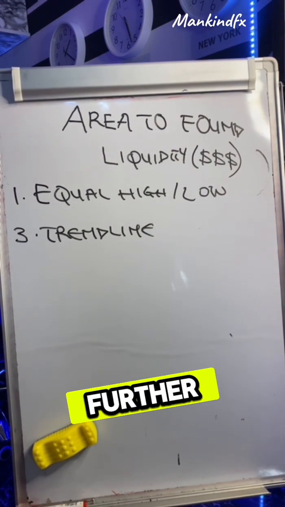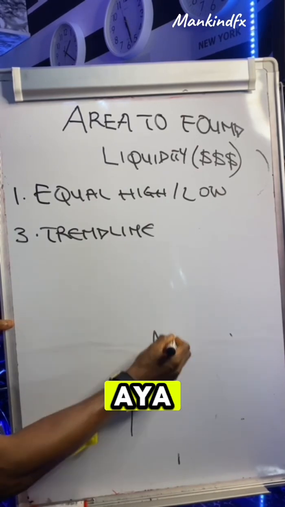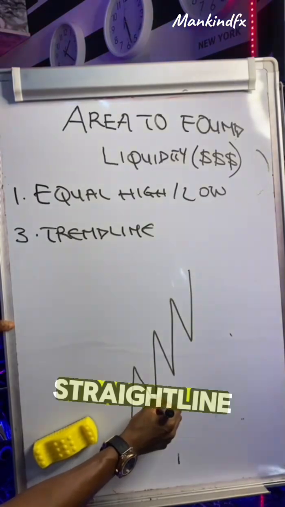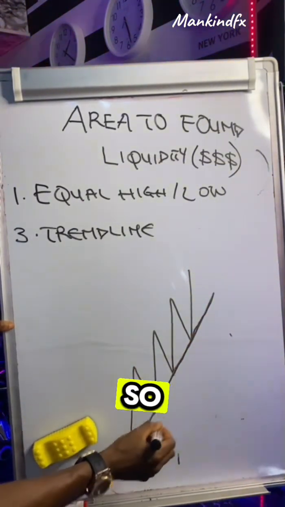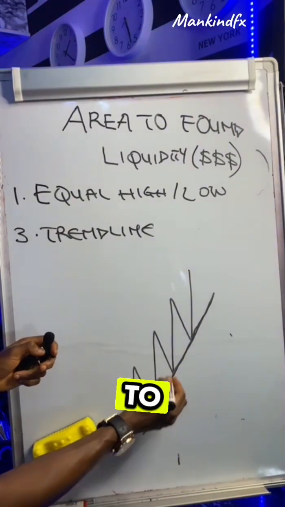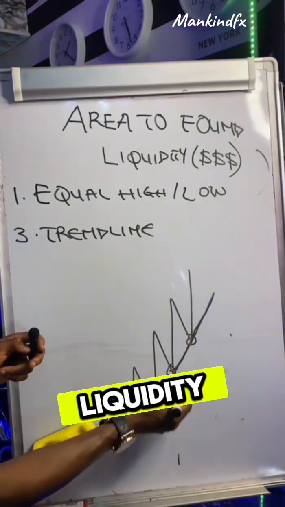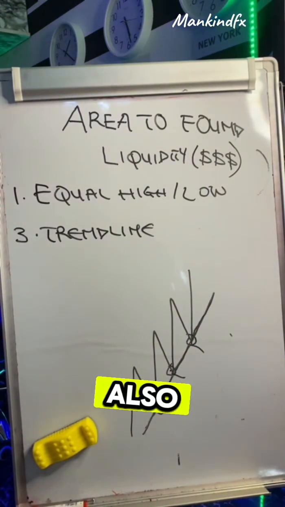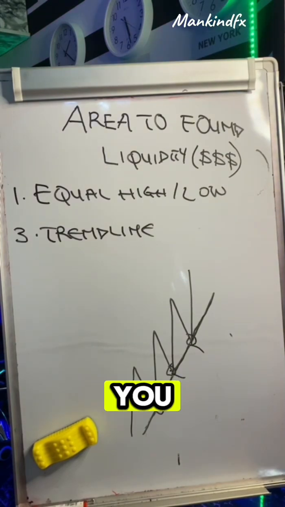Let's say price is going up, creating higher high, higher low, higher high, higher low, higher high, higher low, higher high, and we see a very straight line representing a trend line, a parallel line, right? In this scenario, this is parallel to this. So this area is your liquidity zone. Your trend line is also an area where you can spot liquidity. Hope you get that, guys.